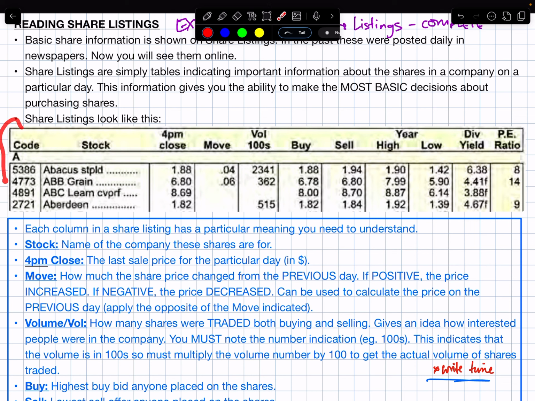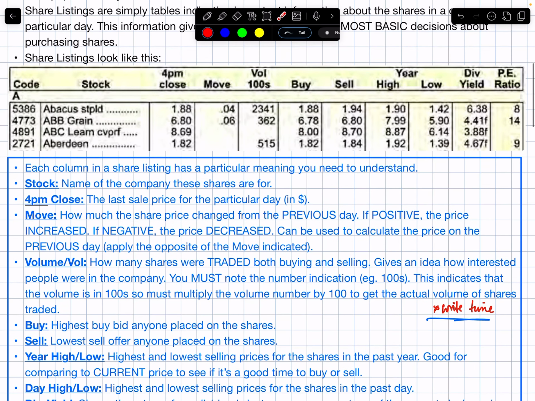So a share listing looks like this. This is a section of one of the share listings. It's only covering 4 different companies. And the point of the notes below is to explain what all of these columns actually mean, because your job in this topic is to be able to tell me the story about the company. Say, for example, Abacus. What does that mean?